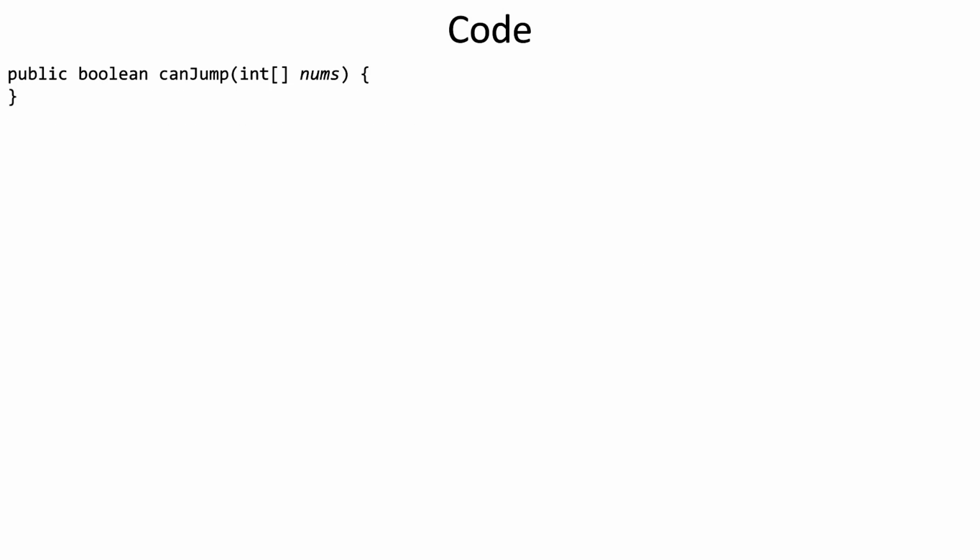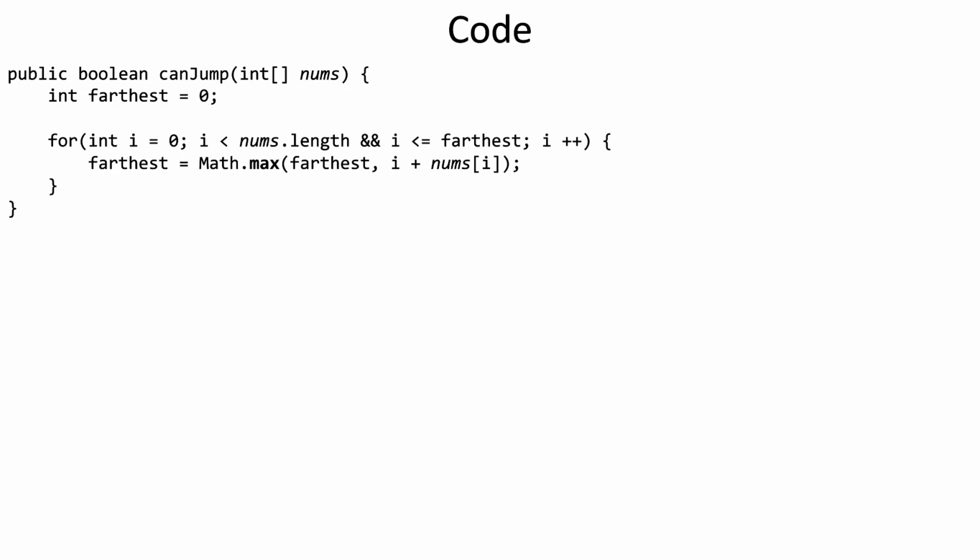We have our driver method, and keep a variable called farthest and initialize it to 0. Next, we iterate over the array, and our logic for staying in the array is checking if i is less than or equal to farthest. Next, we update the farthest variable, just the maximum of what we had before, or the current index plus the amount you can jump.